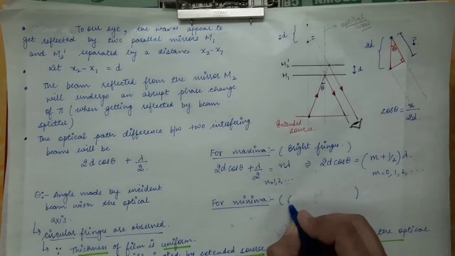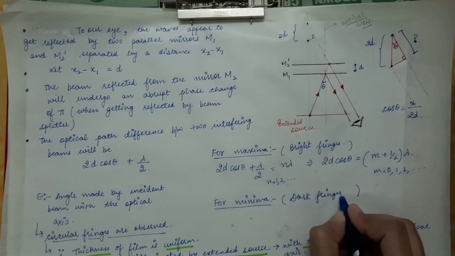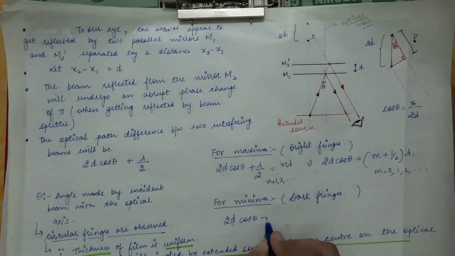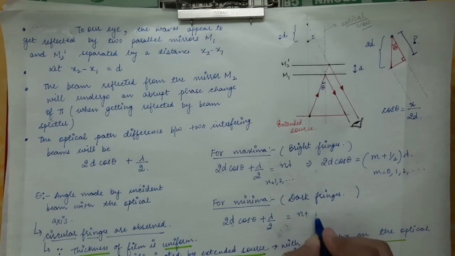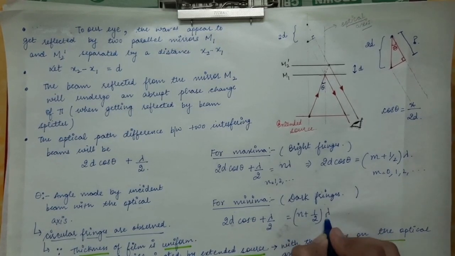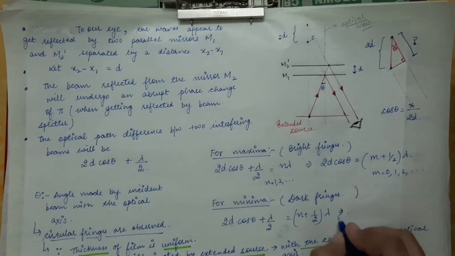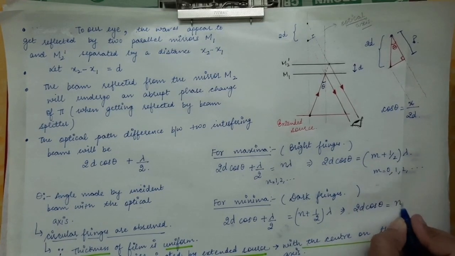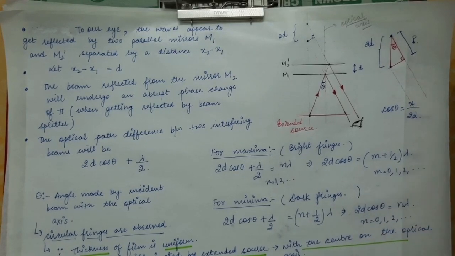Then for minima, that is the dark circular fringes. Dark circular fringes are observed when the path difference 2d cos theta plus lambda by 2 is equal to n plus half lambda. When the path difference is equal to this value, the dark fringes will be observed, which we can simplify to 2d cos theta equal to n lambda, where n goes from 0, 1, 2, 3 and so on.